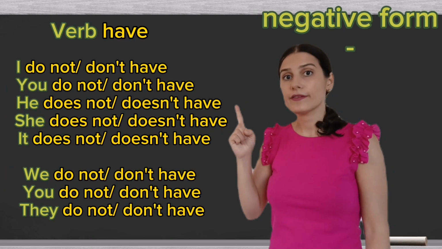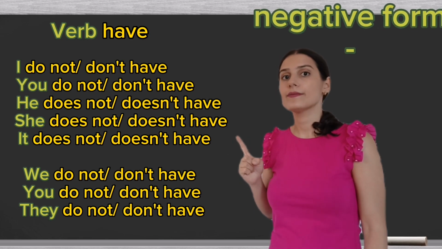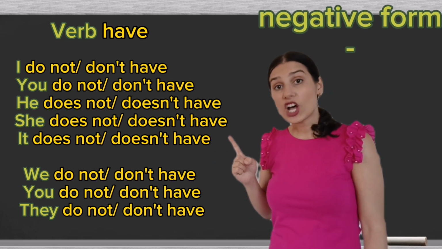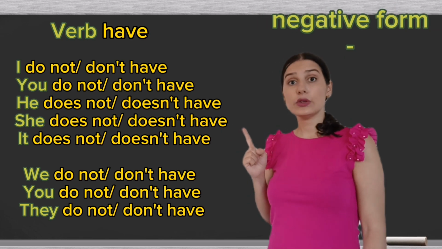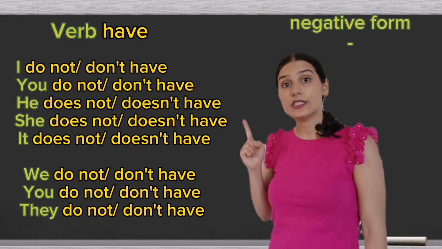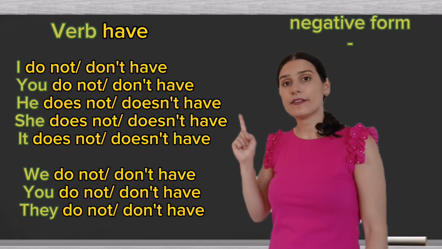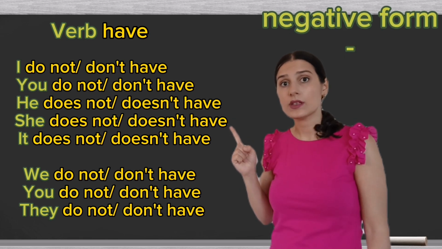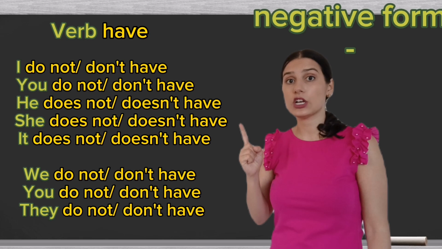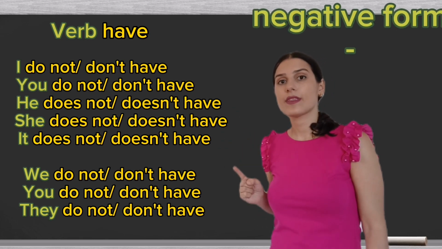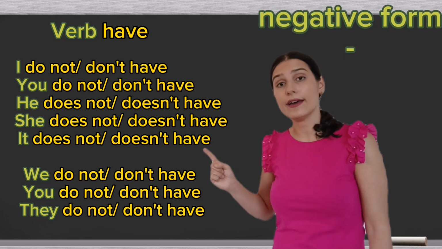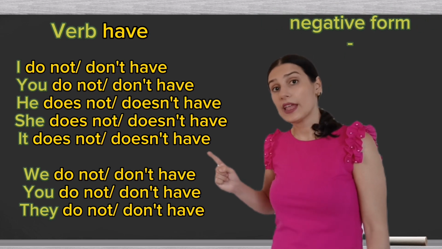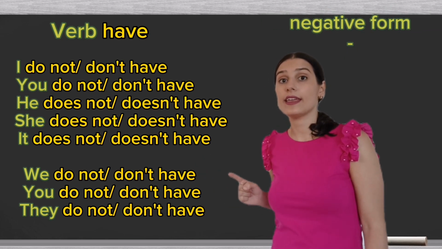I don't have, you don't have. He doesn't have, she doesn't have. As you can see here, when we have doesn't, we use the infinitive form of the verb have without to. So we say, she doesn't have, it doesn't have, we don't have, you don't have, and they don't have.